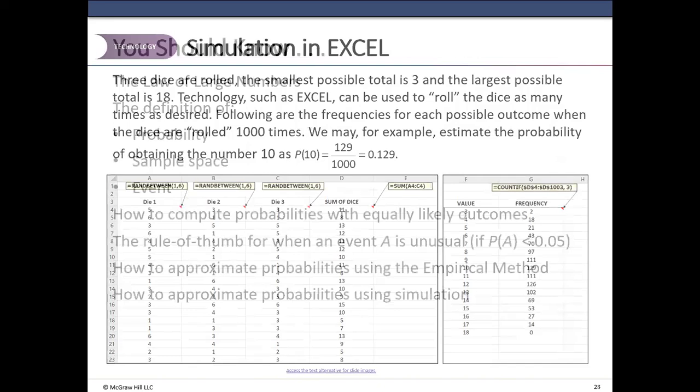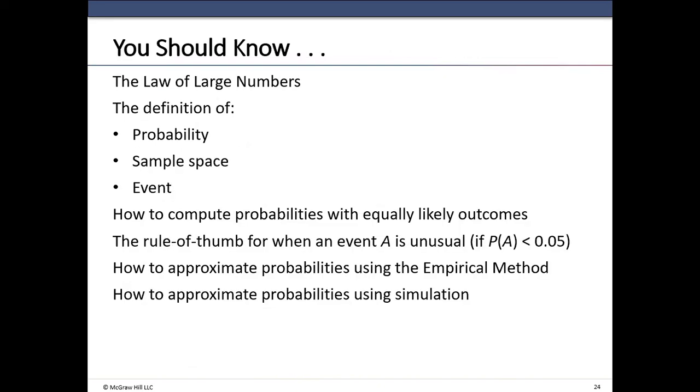So in this section, we have talked about probability, sample space, and event. And we have talked about how to compute probabilities with equally likely outcomes, the rule of thumb for when an event A is unusual, when the probability of A is less than 0.05, and how to approximate probability using the empirical method, that is, you repeat the experiment a large number of times. Sometimes in reality you cannot do that, then we have to use simulation.